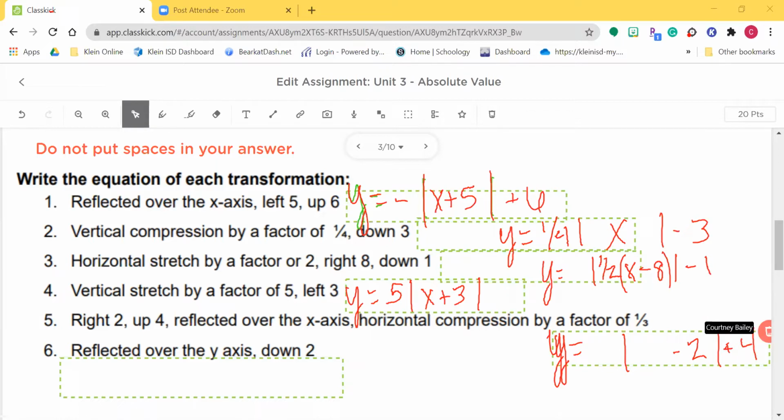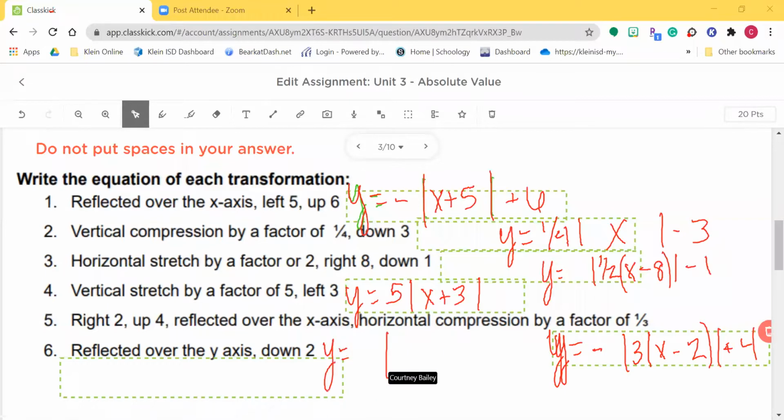Reflects the x-axis. If I'm jumping the x-axis, what direction am I going? Vertical. So is that inside or outside? Outside. Negative. Horizontal. Inside, outside? Inside. 1/3 or 3? 3. What do I have to have? X. Parentheses and my X.